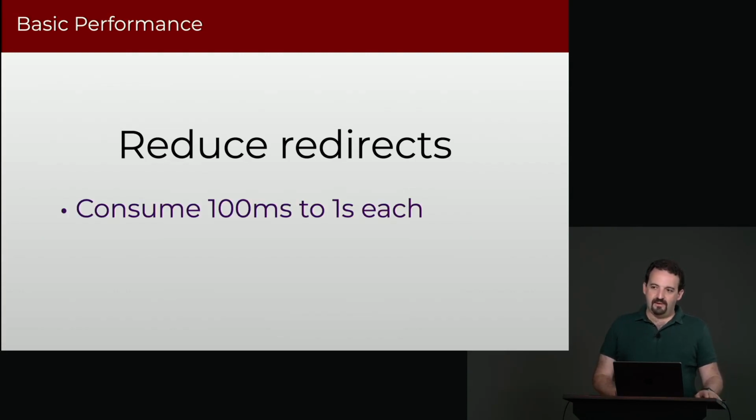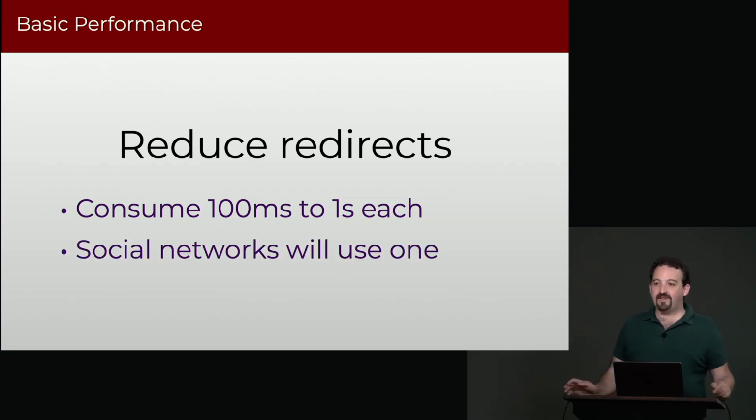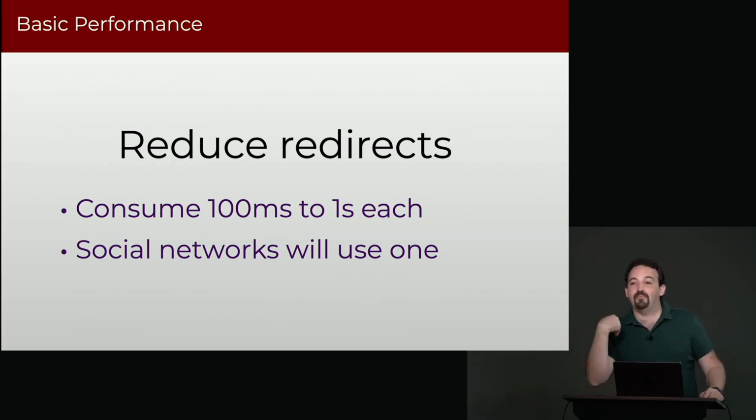So each redirect will consume between 100 milliseconds and 1 second. It depends on the latency, and it depends on if you are redirecting to the same origin, or a different domain, a different origin. So there is a lot of possible differences there, but it's really, really expensive. And also social networks will typically use one, such as bit.ly, t.co, when you're publishing on Twitter. So that's a redirect. You don't manage that, but you know that there will be one redirect, so at least don't add more on your own side.